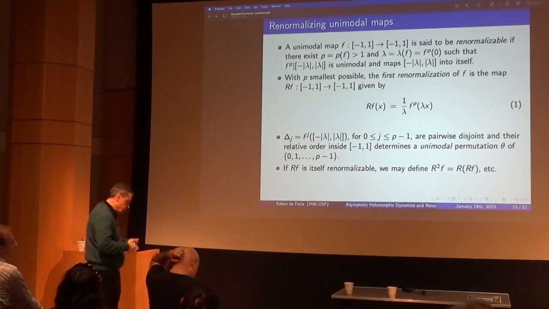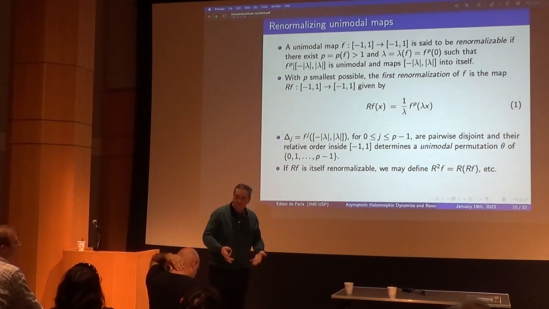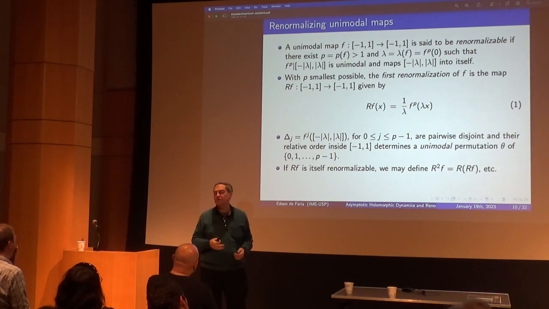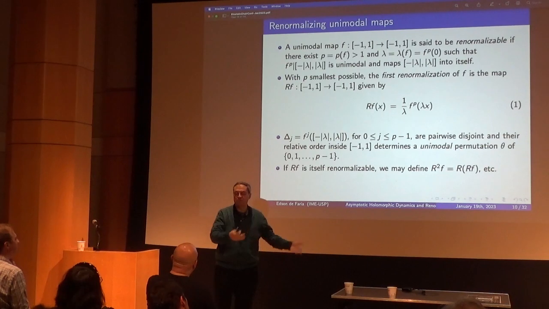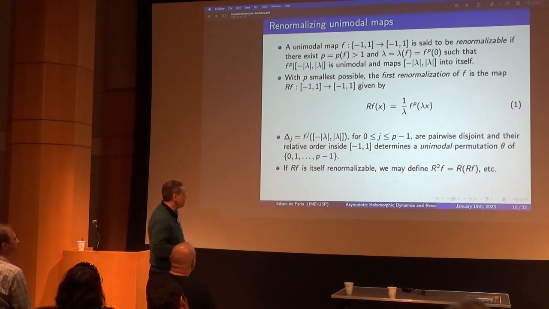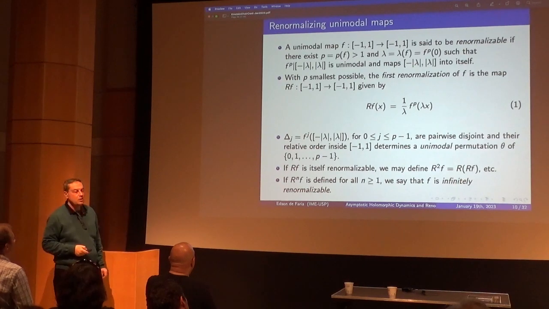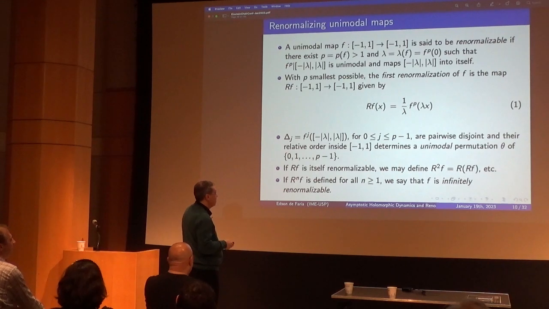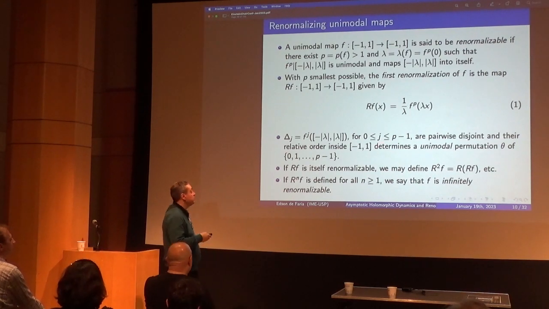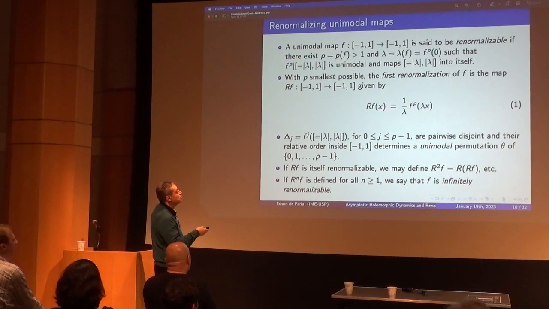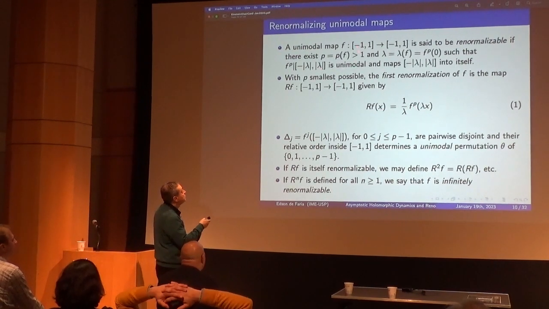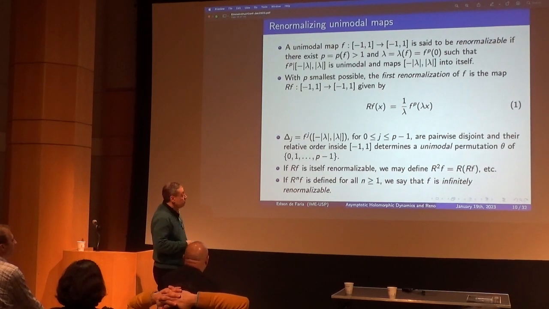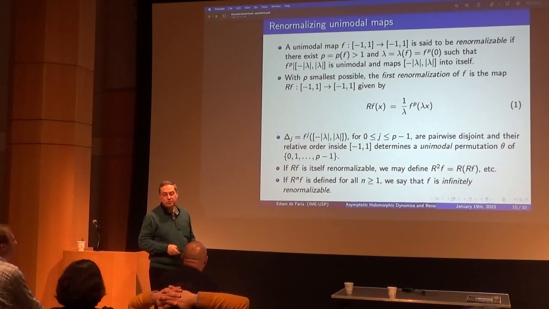So it may happen that when you renormalize a map, the map that you get is itself renormalizable. So you can calculate the renormalization of that. That's the second renormalization of the original map, and you can keep going. We are interested in maps which are infinitely renormalizable. And for this talk, I'm only interested in maps which are infinitely renormalizable of bounded type. These periods, as you renormalize, are called renormalization periods, with P as small as possible.